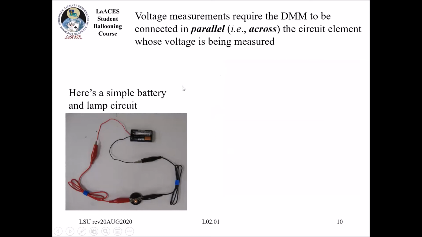Hold on one second. So we're going to look at how to measure the voltage. In order to measure voltage, you have to put the leads in parallel with the electrical circuit or whatever you're trying to measure. So that means you put it across it. So, the simple battery and lamp circuit, and you're going to be looking more at this in the activity. So we're going to start with the battery.